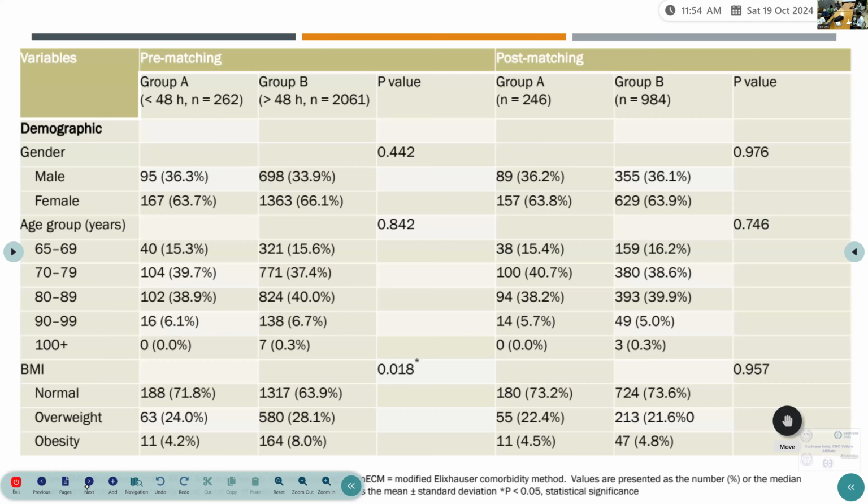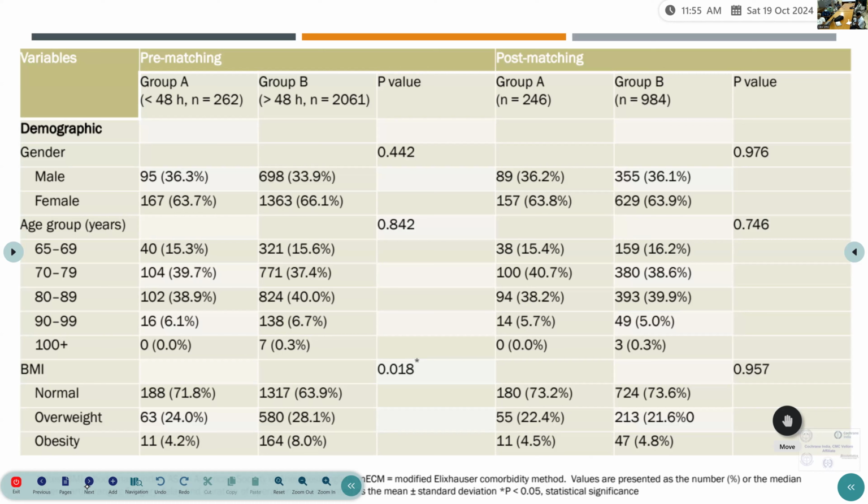Now, we also have to look at all the data before matching. Are the covariates different from each other? And after matching, have we been able to decrease that difference? If you look at this table, this is the pre-matching group. So group A of early surgery, and this is the group B of delayed surgery. We can see that in group B, there were more patients who were overweight or obese. We have 28 and 8% of overweight and obese patients, where we have 24 and 4.